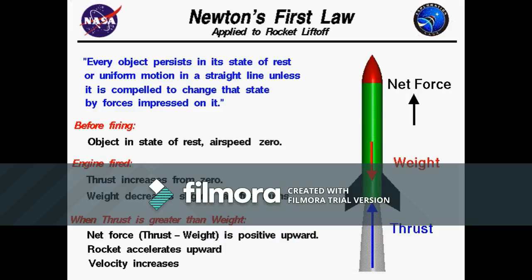Newton's first law of motion can be seen applied in this rocket example. Before firing, the object is in a state of rest. Airspeed is 0. When the engine is fired, thrust is increased from 0 and the weight decreases slightly as fuel burns. Lastly, when thrust is greater than weight, the net force, the thrust minus the weight, is positive upward. The rocket accelerates upward, and the velocity also increases.